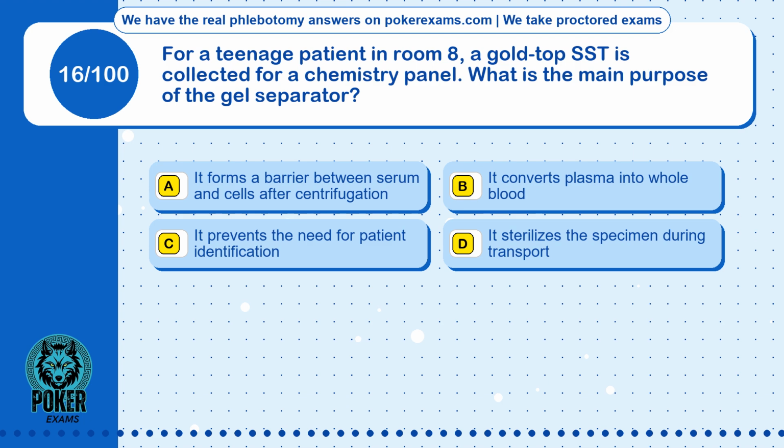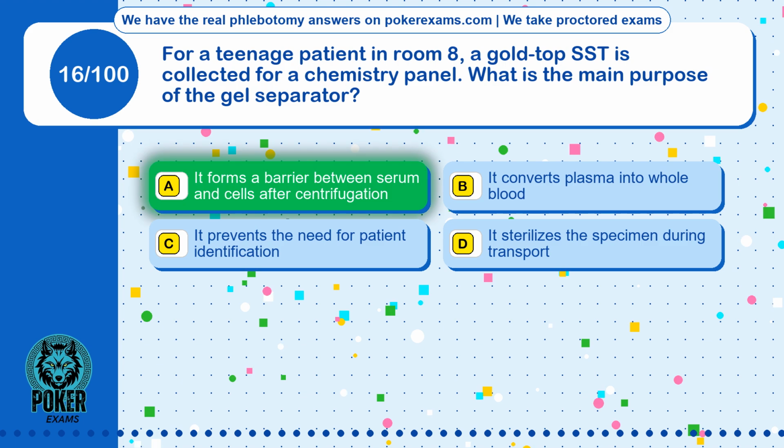Question 16. For a teenage patient in room 8, a gold top SST is collected for a chemistry panel. What is the main purpose of the gel separator? Option A. It forms a barrier between serum and cells after centrifugation. Option B. It converts plasma into whole blood. Option C. It prevents the need for patient identification. Option D. It sterilizes the specimen during transport.